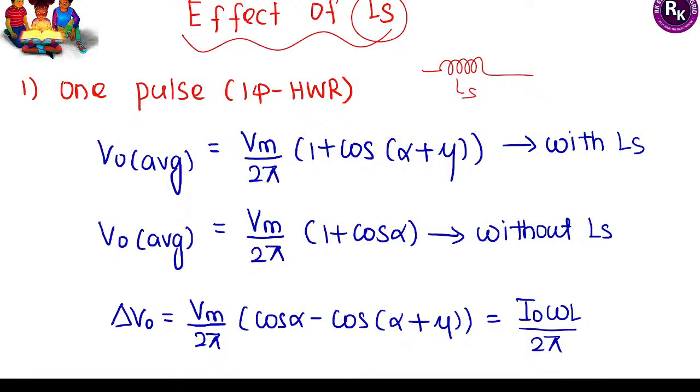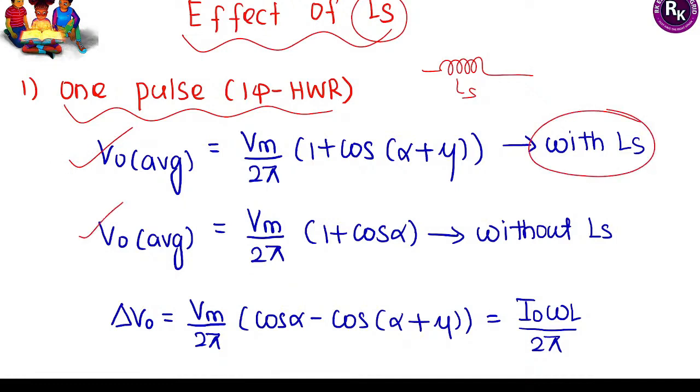First one, if you are talking about a one-pulse converter, meaning a single phase half wave rectifier, this is the formula for V naught average with LS. If I consider the effect of source inductance, this is the formula. We already know the general formula for the single phase half wave rectifier without source inductance. Now, by subtracting these two, you can find the difference. With the inductance, what is the voltage? Without inductance, what is the voltage? So, what is the change in the value of voltage?